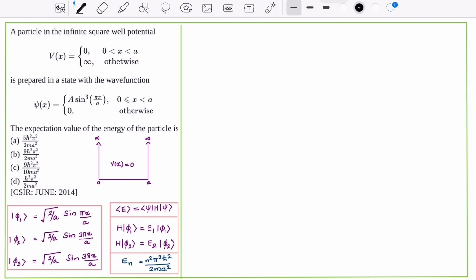In this problem, we have to find the expectation value of the energy of the particle, which is in an infinite square well potential. The wave function is also given. First, let us write the given wave function, A sine cube pi x divided by a.